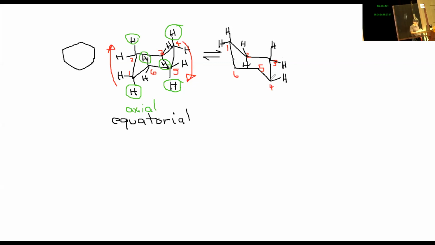And again, the criterion I'm using to decide where I'm going to put my H's is I'm aiming for bond angles of 109.5 degrees. That's always my criterion. Good.